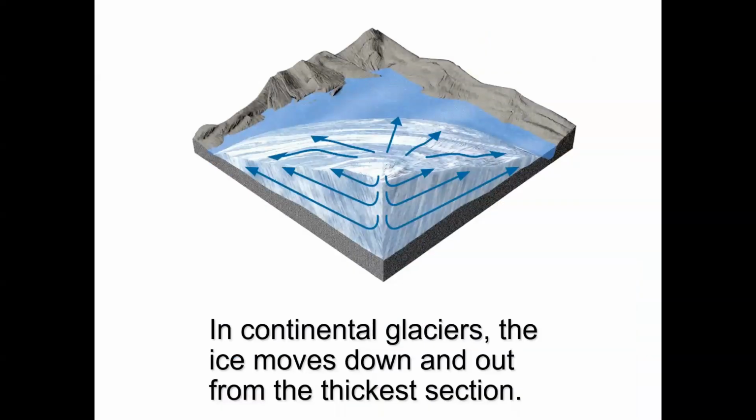So in the continental glaciers, those are the big ones, the ones that cover whole continents, the ice is going to move down and out from the thickest section. So this is sort of a cutaway image showing that, where the thickest ice is here, and it flows under the force of gravity, sort of trying to pull everything to the same elevation. It flows down and out away from that thickest area. And so it spreads outward from those thick areas. This is similar to, but not exactly the same as those mountain glaciers that move down from the highest elevations.